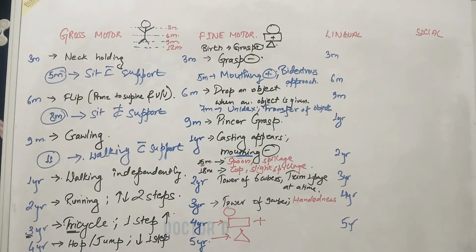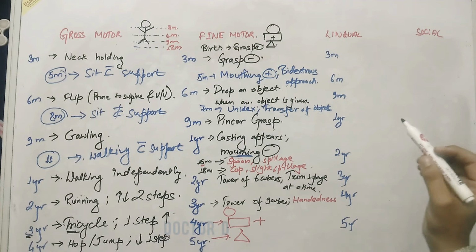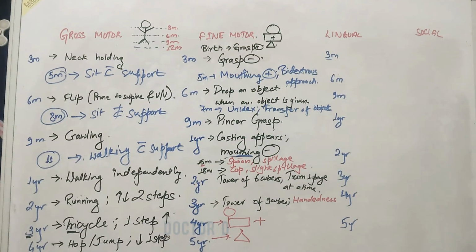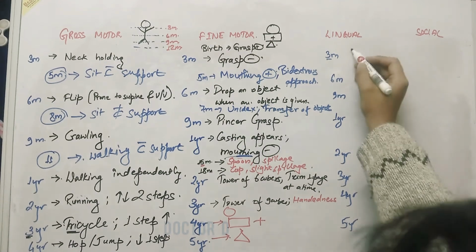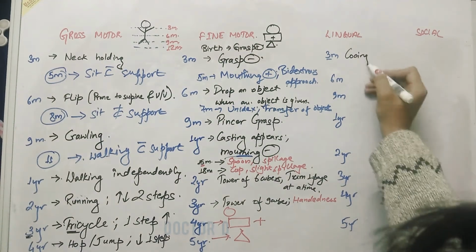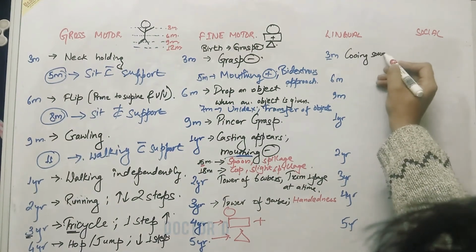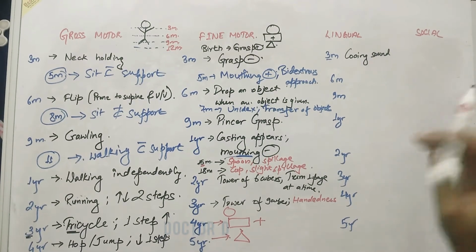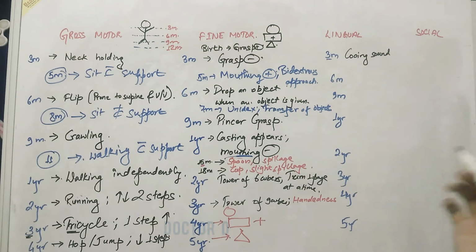Now moving on to lingual milestones. In lingual milestones, first the child at 3 months develops cooing sound. Cooing, C-O-O-I-N-G, cooing sound means meaningless sounds, no syllable. There are no syllables.